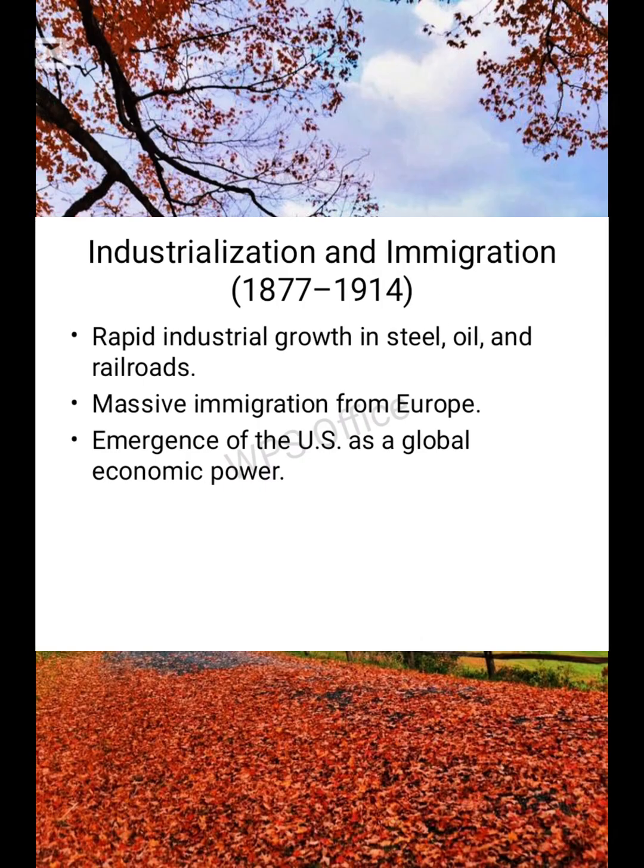6. Industrialization and immigration, 1877–1914. Rapid industrial growth in steel, oil, and railroads. Massive immigration from Europe. Emergence of the U.S. as a global economic power.